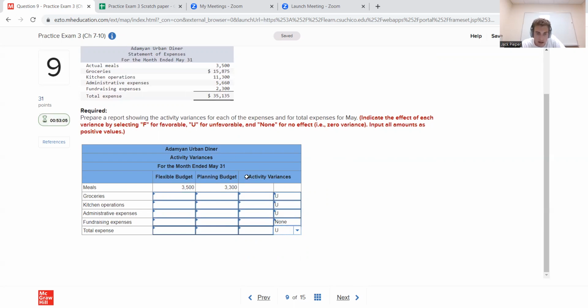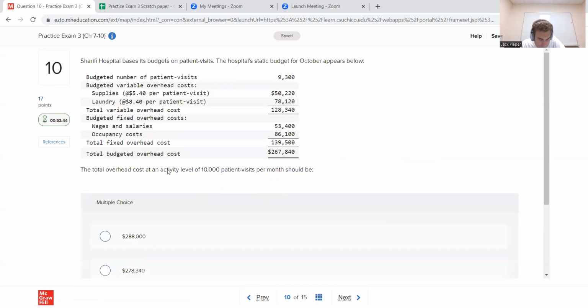And then again, the activity variance is the difference between the two. If you don't understand how to do that, just do the bigger number minus the smaller number. Do not put a negative number here. And don't total your variances to get your total variance expense. Just compare it to these two. Always compare it just across. Okay, that's all I'm going to say about that one.